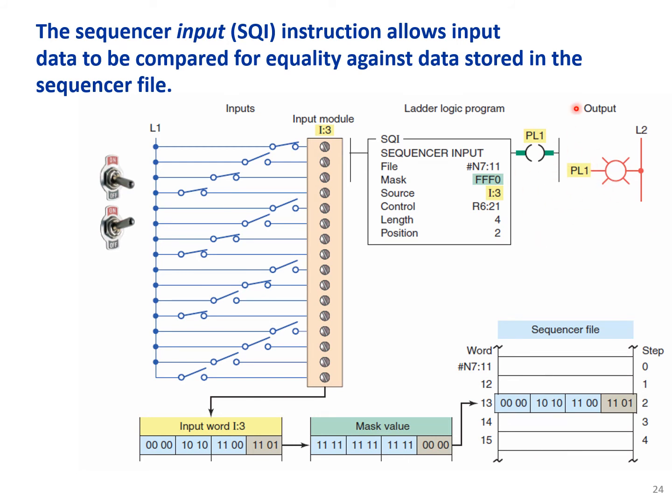So the pilot light basically goes on if the input combination matches one of the combinations in the sequencer file. Basically we are searching through the sequencer file to see if we have that specific combination of inputs. If we have it, the output will be on.